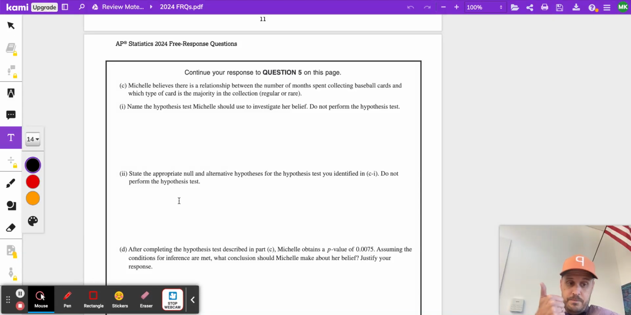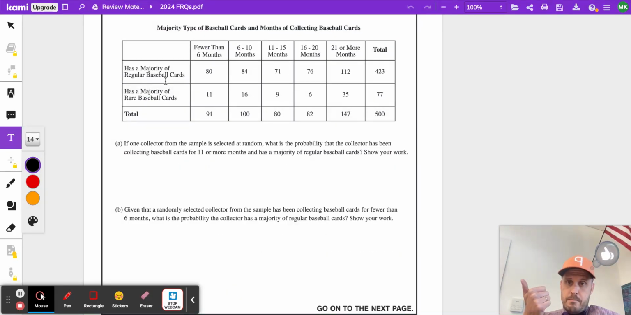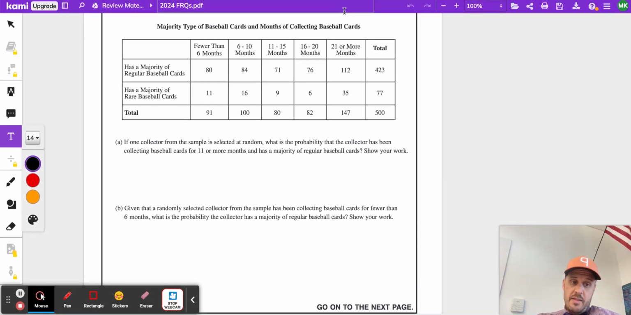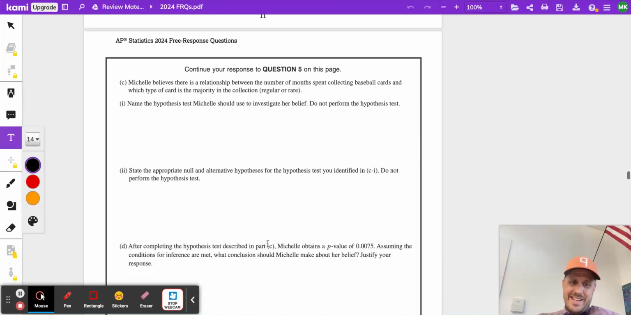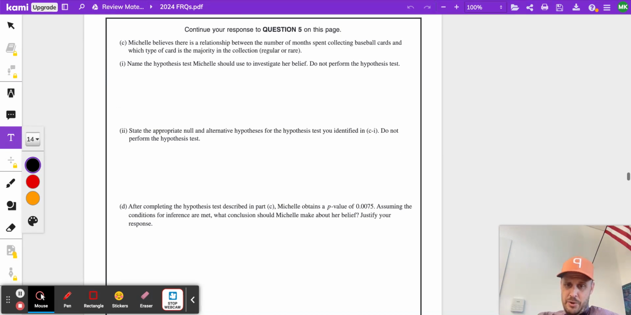The null is that the majority of baseball cards being regular or rare is independent of the number of months that they've been collecting baseball cards. And the alternative is that it's associated. You could say not associated or independent in the null. You could say associated or dependent, which I hate that word, in the alternative.